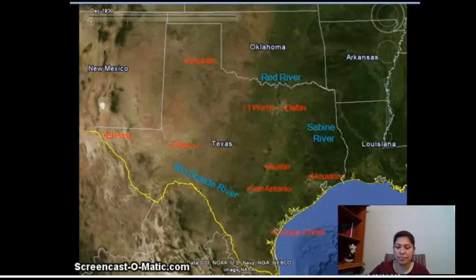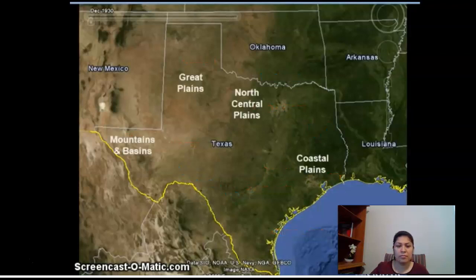Because of the elevation and the vegetation and precipitation throughout the state, we divide our state into 4 different regions. Our state is divided into 4 geographic regions. The first region to the west is the Mountains and Basins region. This region is called that because it's primarily made of tall mountains and basins, or the valleys between them. This area receives the least amount of precipitation and has the smallest population.